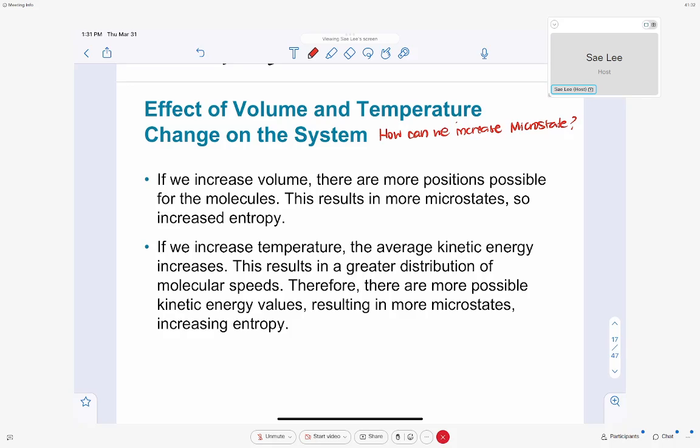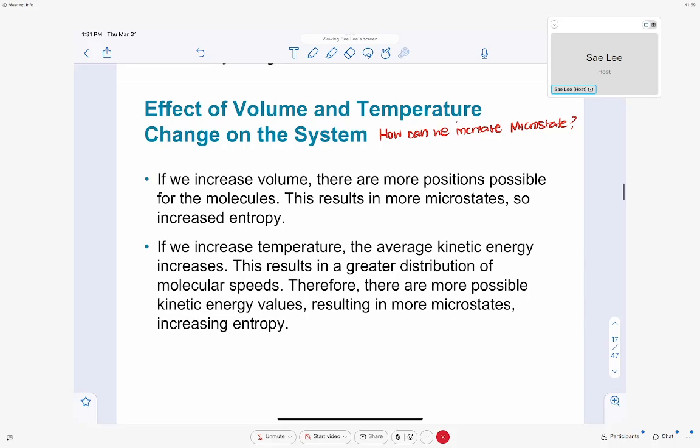What causes an increase in microstates? What causes an increase in the number of possible arrangements? There are three factors that we can change. We can increase the temperature, we can increase the number of molecules, or increase the volume. These factors will increase the number of possible arrangements, increase the microstate, and as a result increase the entropy.